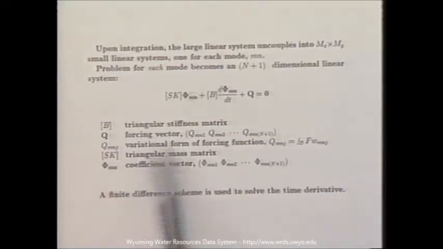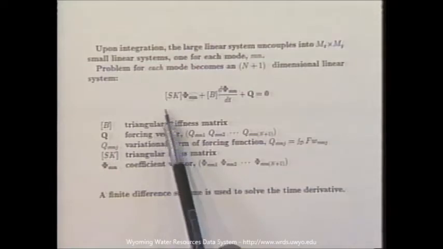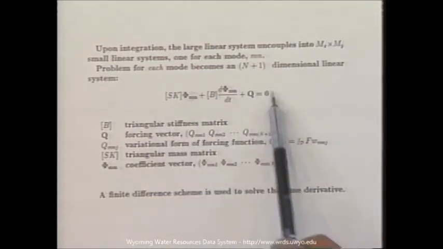Now, in boldface, what I mean is the coefficient vector, where this is a vector of phi mn1, phi mn2, on the way up to phi mn n plus 1. That is the length of the vector. This is a nice linear system to solve.